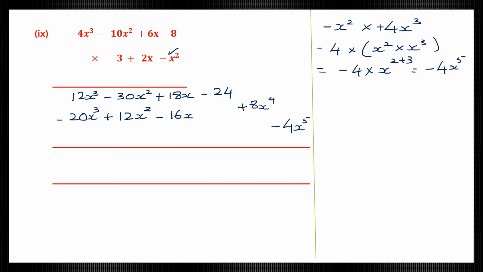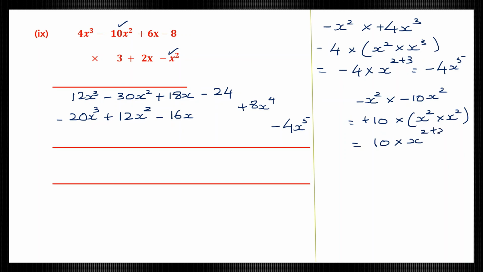Let's take minus 10x square. So we're going to multiply minus x square into minus 10x square. So minus into minus is plus. The number is 10 and the literals are x to the power of 2 into x to the power of 2. So here we have 10 into x to the power of 2 plus 2, which is 10x to the power of 4. So we have a column here. Let's write it down. Plus 10x to the power of 4. So now we have finished with 10x square.